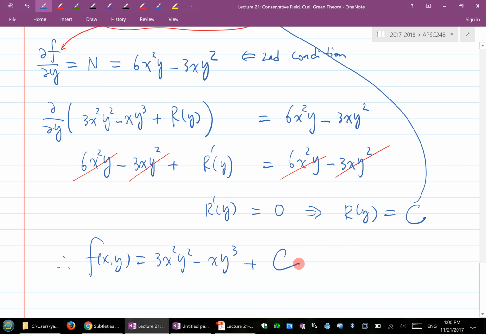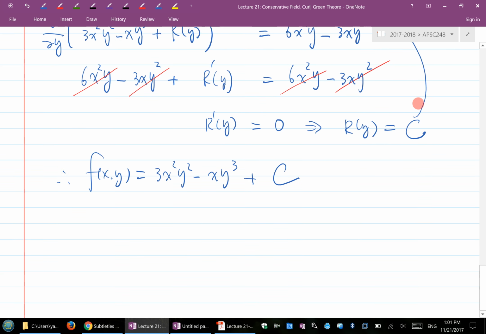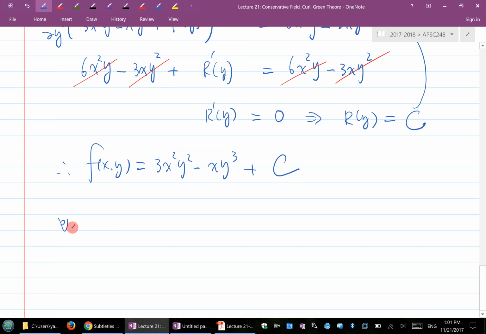Is that good? Last step, usually, if you're not so confident about your computation, you can always try to verify. Take the two partial derivatives, and check whether they equal m or not, equal n or not. So if you've got time, that's generally the last step of verification.